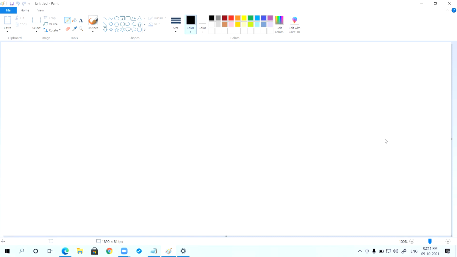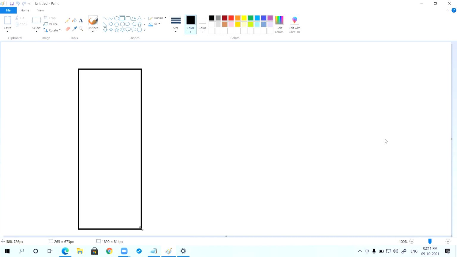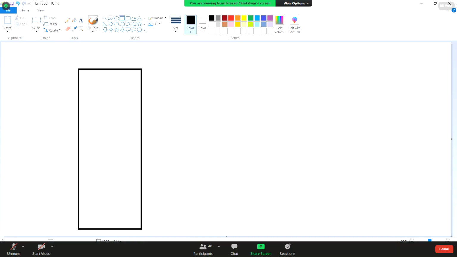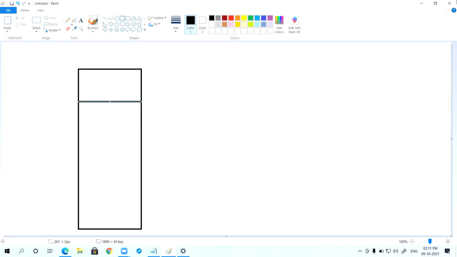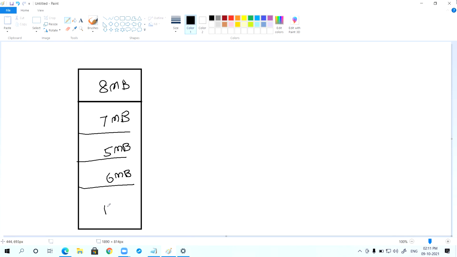Okay, now let's see. Suppose this is my RAM. I'm talking about dynamic partitioning. Suppose the P1 process requires 8 MB, and 8 MB is allocated. Suppose the P2 process requires 7 MB, 7 MB is allocated. Suppose the P3 process requires 5 MB, 5 MB is allocated. Suppose the P4 process requires 6 MB, 6 MB is allocated. And suppose this 10 MB is free.